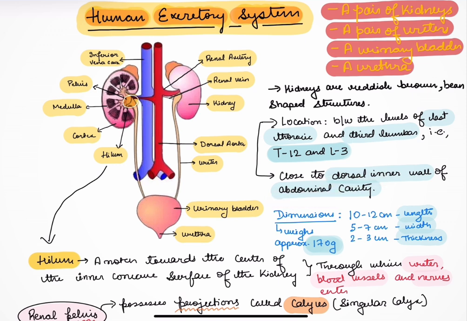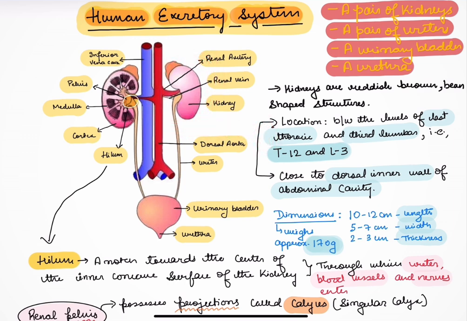Now let's focus on the dimensions of the kidney. So the kidney is said to be around 10 to 12 centimeters in length, around 5 to 7 centimeters in width, and the thickness of the kidney is said to be somewhere around 2 to 3 centimeters. Also, one kidney weighs around 170 grams.